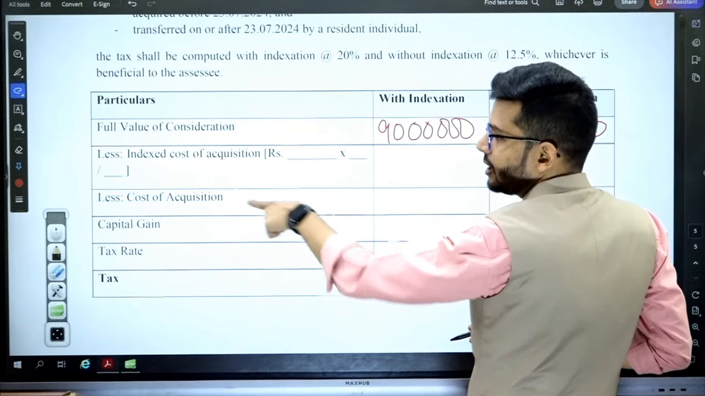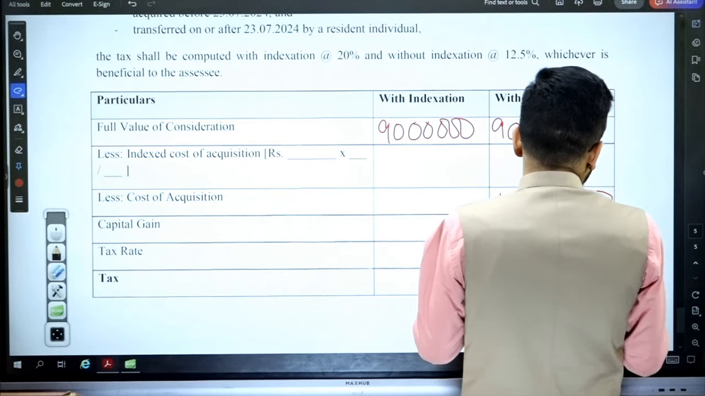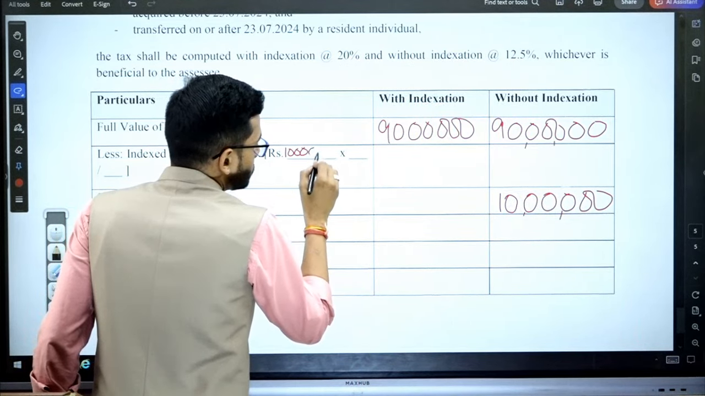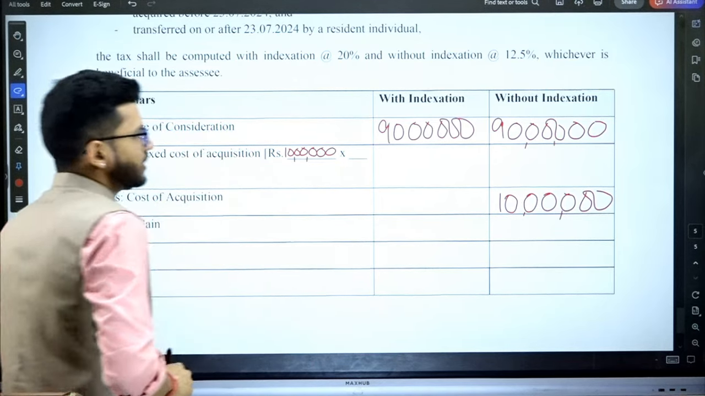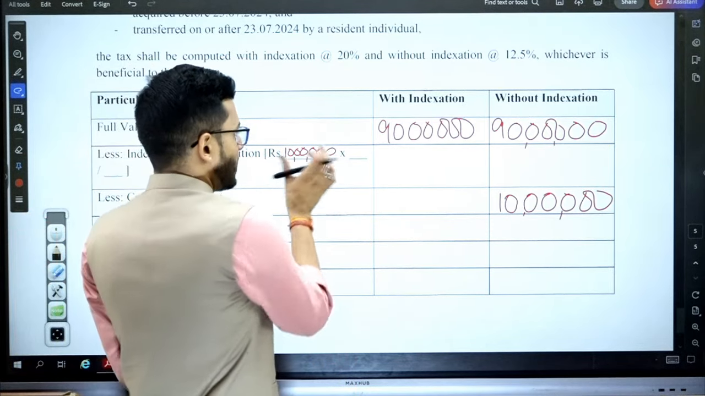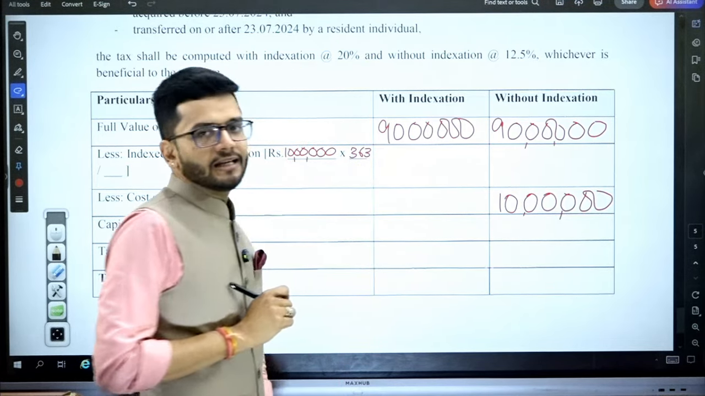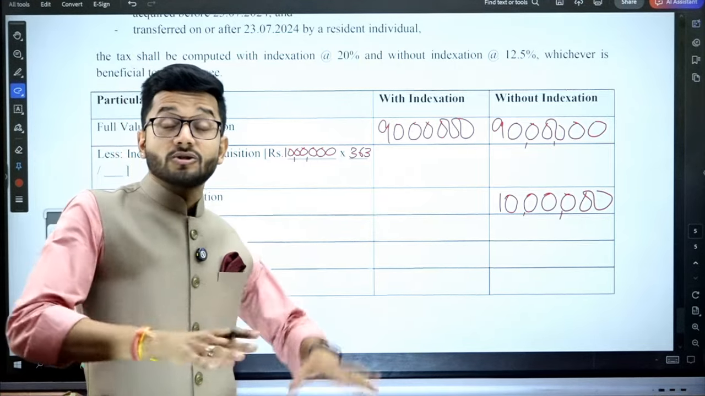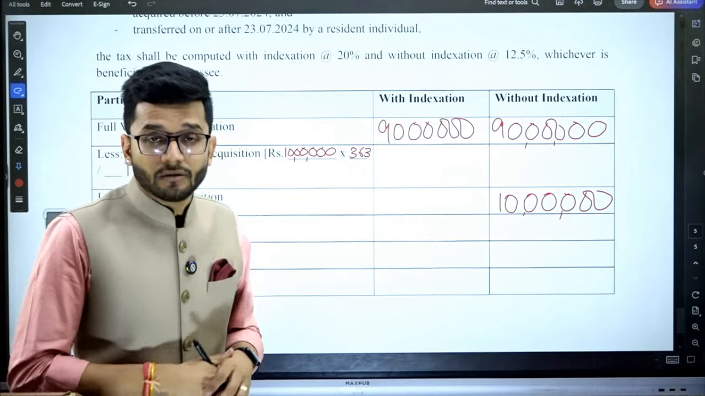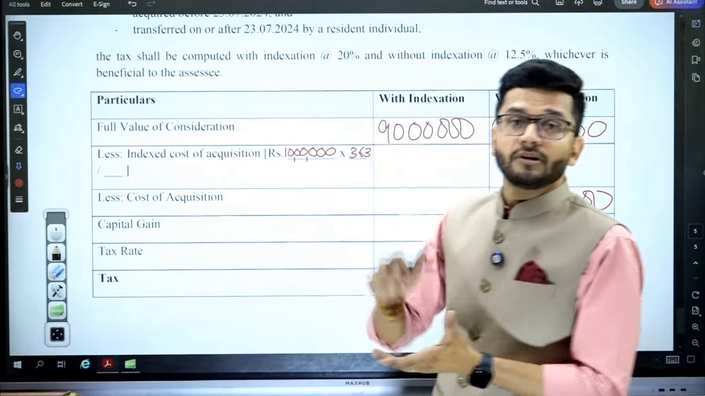So without indexation, the cost of acquisition will be 10 lakh rupees. I already know that, so I'll write it over here. There's no calculation required. But with indexation, calculation will be there. With indexation, it will be 10 lakh rupees cost of acquisition multiplied by 363, the CII of the current financial year in which the sale has happened, which is the 24-25 financial year, and 100 will be the CII of 1st April 2001.